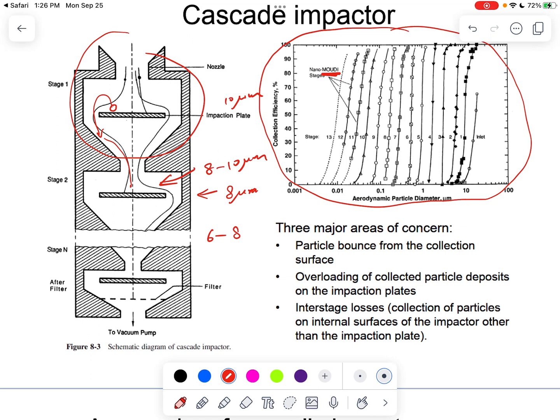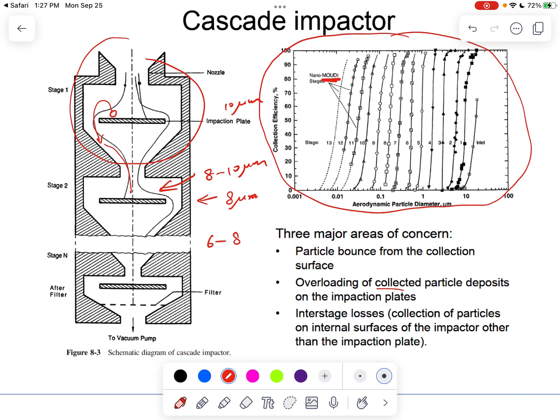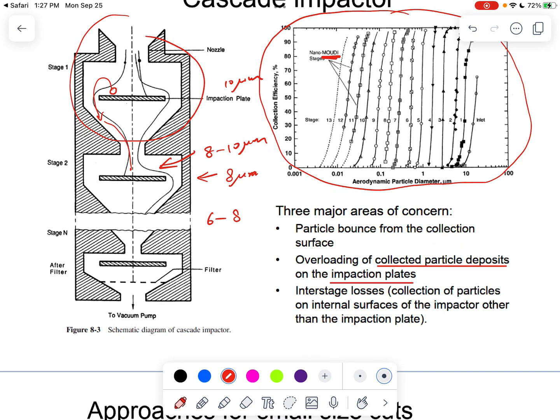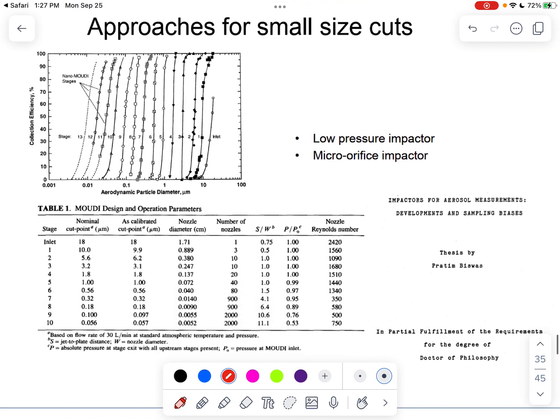Because of that, people normally apply some grease onto the stage, so once the particles are collected onto the impactor, they just stay there. We also need to worry about overloading of the collected particles on the impactor plate, because if you have too much mass there, you change the aerodynamics and further affect particle collection. There are also interstage losses, where particles might get lost onto the stage while being transported to the next stage through these impaction or interception processes.